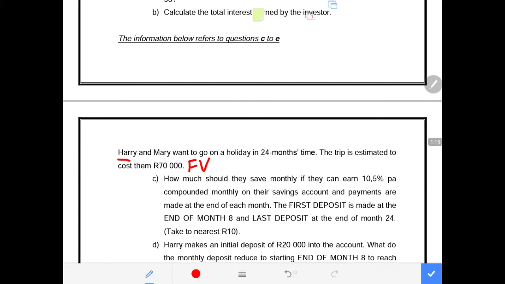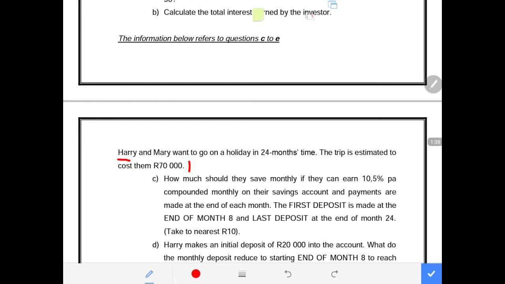It further says, how much should they save monthly if they can earn 10.5% per annum compounded monthly on their savings account, and payments are made at the end of each month. So we need to know how much will be their monthly savings, or monthly deposits, in this savings account.